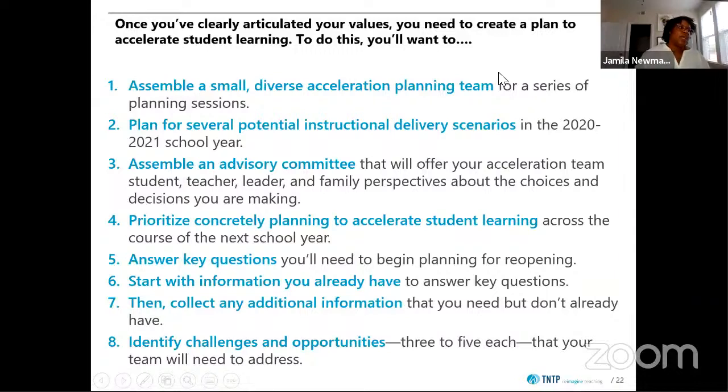As I said, you'll also assemble an advisory team. This can be a group of stakeholders that are just advising and sharing feedback on some of the choices that your accelerated team is making. You're going to concretely plan for accelerating student learning across the course of the next year or more. And we'll talk about what that can look like in just a few seconds.